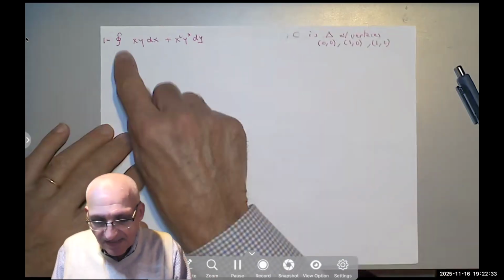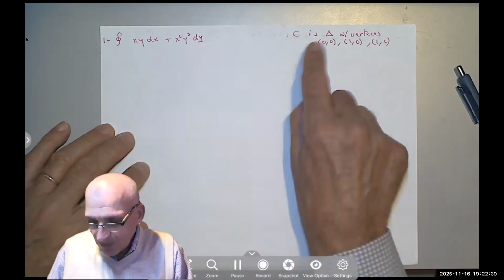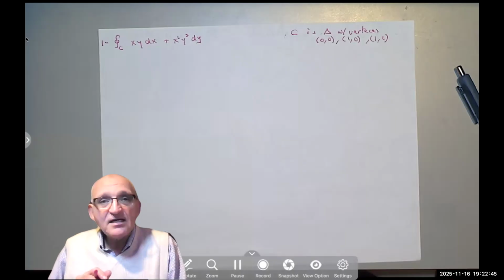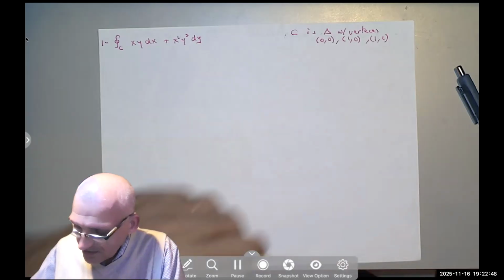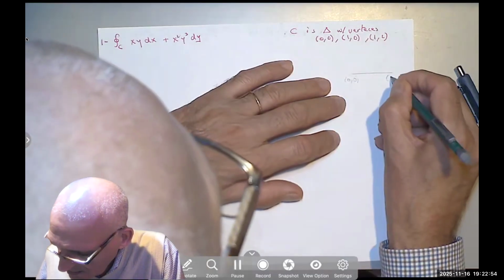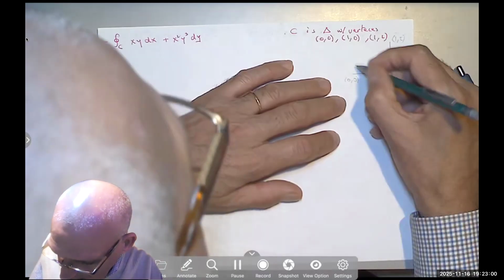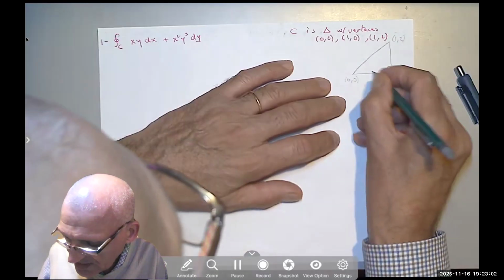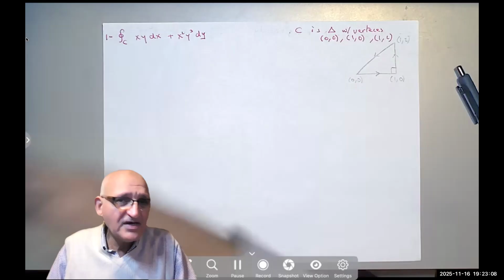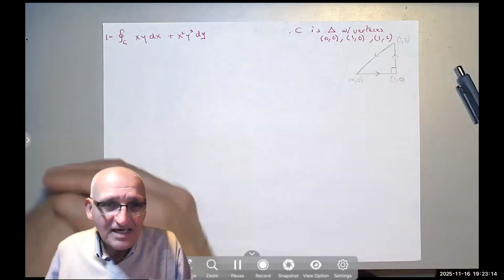We want to evaluate the line integral of xy dx plus x squared y cubed dy, where my curve C is just a triangle with vertices at (0, 0), (1, 0), and (1, 2). And the problem tells you that the motion is counterclockwise, so it's positive. If it was clockwise, you get the negative answer, so it's not hard. You can solve it as if it were counterclockwise and then multiply by -1 in the end if it confuses you.